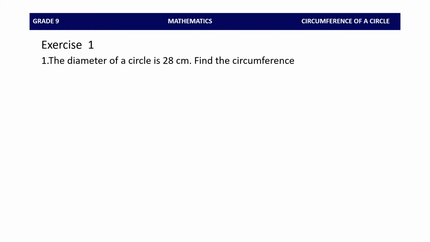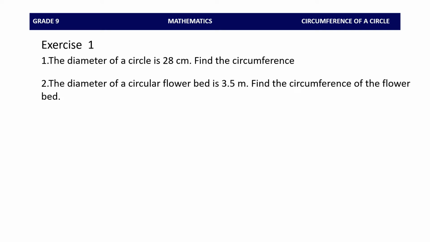We have done several examples so far. So here is an exercise for you to do. Exercise 1. The first question. The diameter of a circle is 28 centimeters. Find the circumference. Question number 2. The diameter of a circular flower bed is 3.5 meters. Find the circumference of the flower bed.